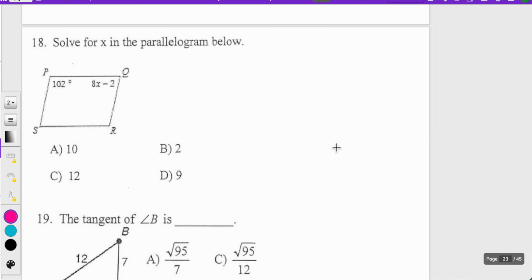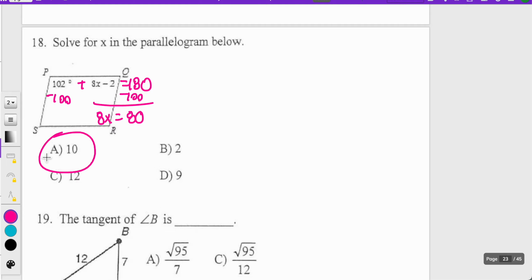Solving for x in the parallelogram below, we know that two consecutive interior angles of a parallelogram are equal to 180, so I'm just adding those together. 102 minus 2 is 100, and then I'd subtract 100 from both sides. So I get 8x is equal to 80, so x must be 10.